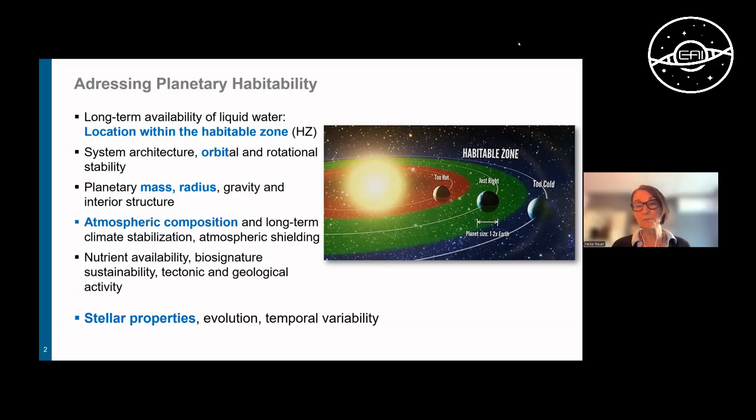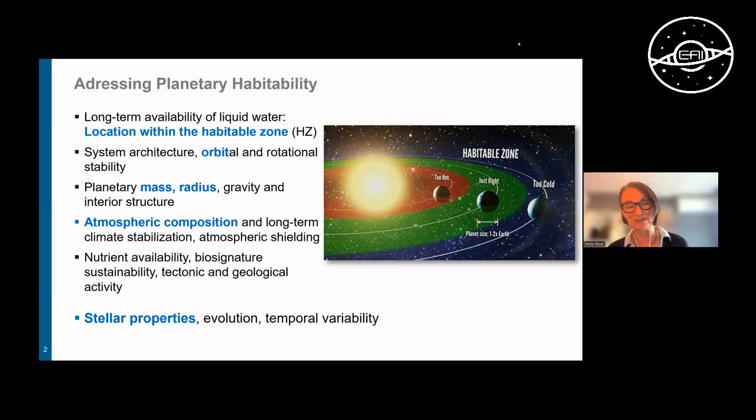The planet itself should be a rocky planet, so we need to know the mass, radius, mean density, and gravity. But its interior structure is also important, because planetary atmospheres of rocky planets are outgassed from the interior, so we need to know the interior structure, and whether such outgassing is probable for this particular planet. And finally, the atmospheric composition, a long-term stable climate, and shielding of the atmosphere are important parameters we need to assess habitability. Finally, if there's life, we can only find out if we have biosignatures, but I'm not talking about biosignatures today.